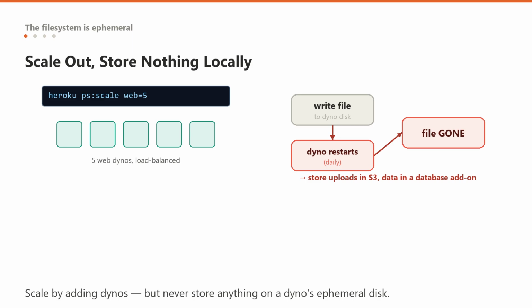So if a user uploads a file and you save it to the dyno's disk, it will simply disappear. The rule is absolute. Store uploaded files in a service like S3, and all your data in a database add-on. Never rely on the local file system for anything that must persist.